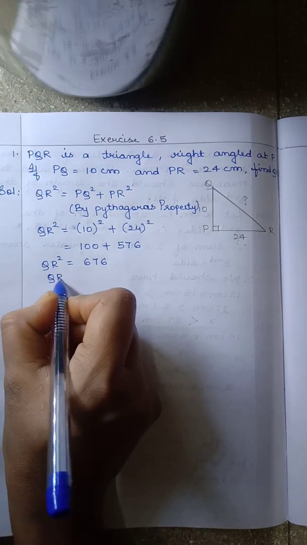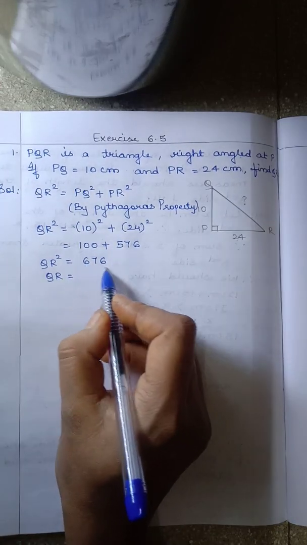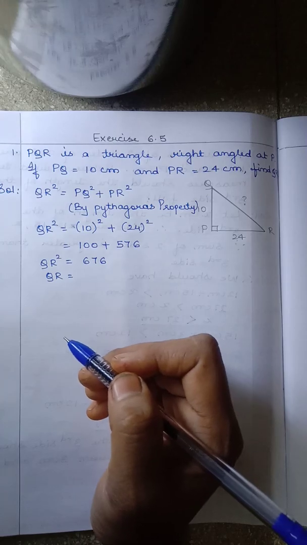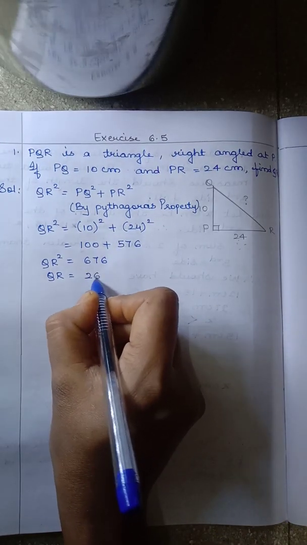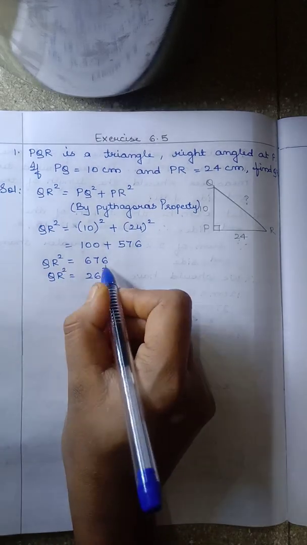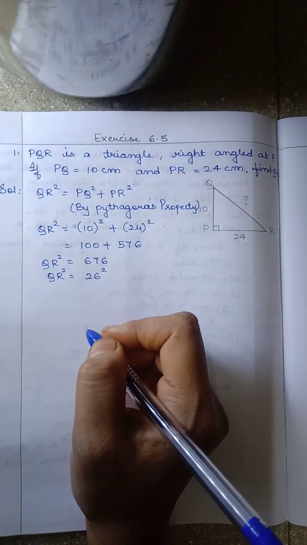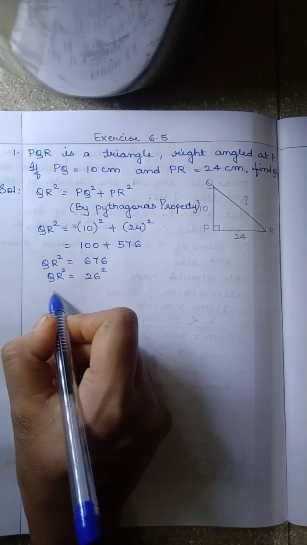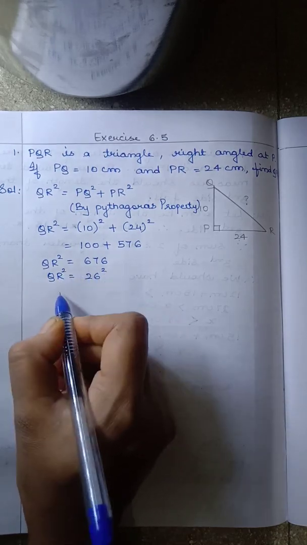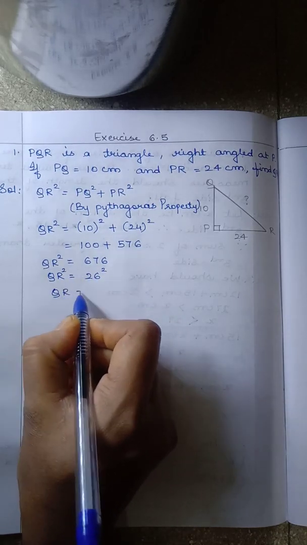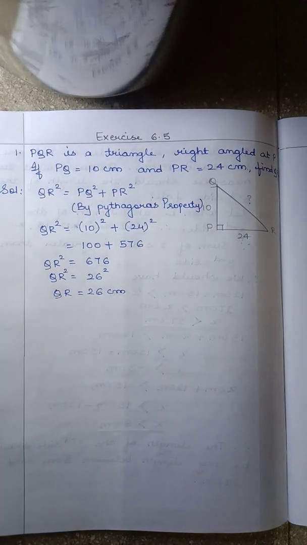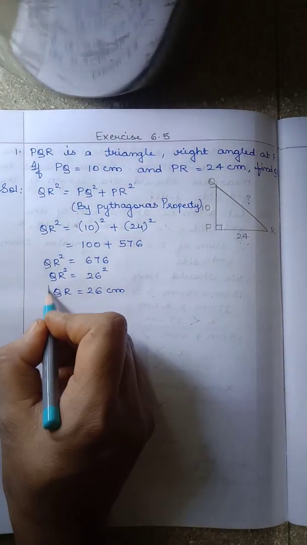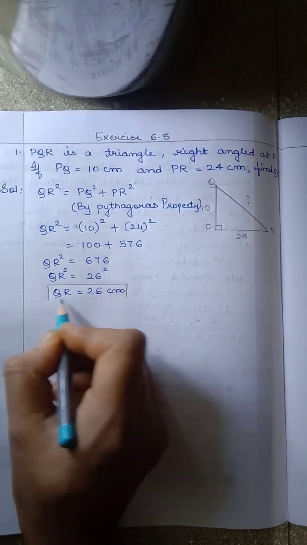So QR will be equal to the number whose square is 676, you have to find, children. You will get 26 square. 26 square is 676. So both the squares will get cancelled, and you will get QR is equal to 26 centimeter. In this way you have to find the unknown side using the Pythagoras property.